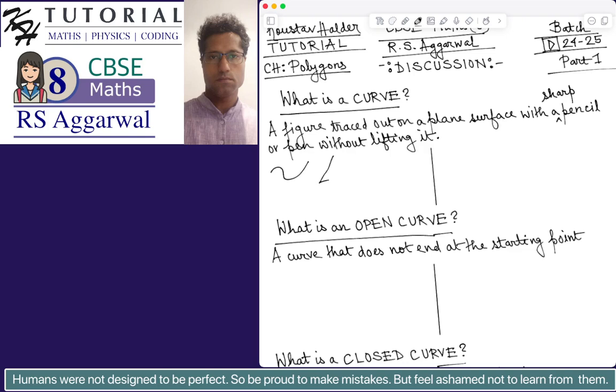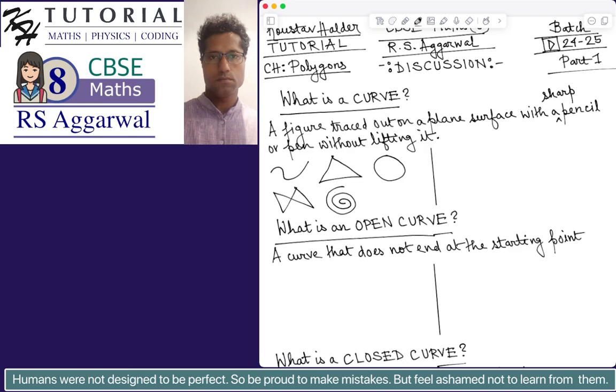Similarly, this is a figure. Similarly, this is a figure. As you can see, it's a continuous trace of points, and I have drawn the figure without lifting the pen. So it is continuous. So this is the curve, a figure.